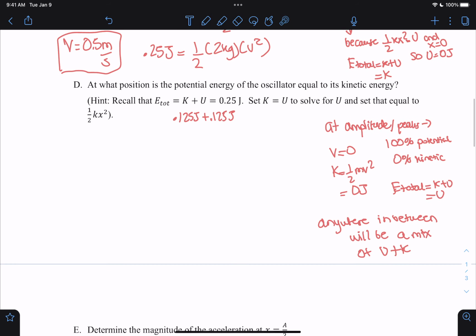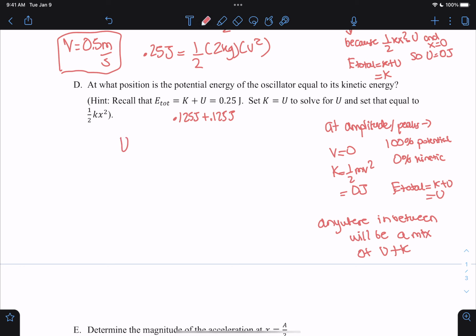Yeah, so I should have a mix of kinetic and potential somewhere in between, and that somewhere in between is exactly the position that we're looking for, right? I know that my potential is equal to 0.125, because they asked, at what position is the potential energy equal to its kinetic? Potential energy is 0.125 and kinetic is 0.125 because they will be exactly equal to each other, which will give us that total energy value that must be conserved of 0.25 joules. So when spring potential energy is 0.125, what is the position?